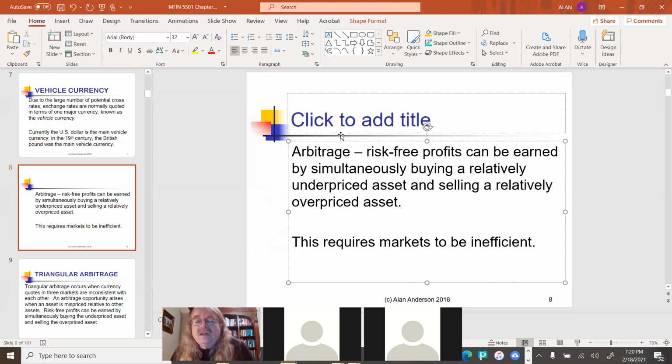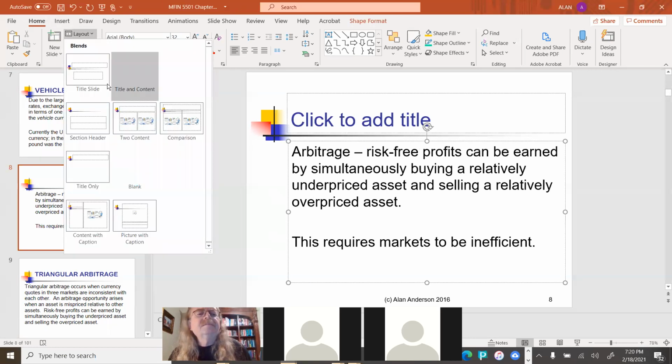And so we're going to see our first one in a second, and this one involves the cross exchange rate. Okay, so just remember, anytime you hear the word arbitrage, risk-free profits can be earned. And in fact, why don't I show you a quick example of that? This is a very simple case.